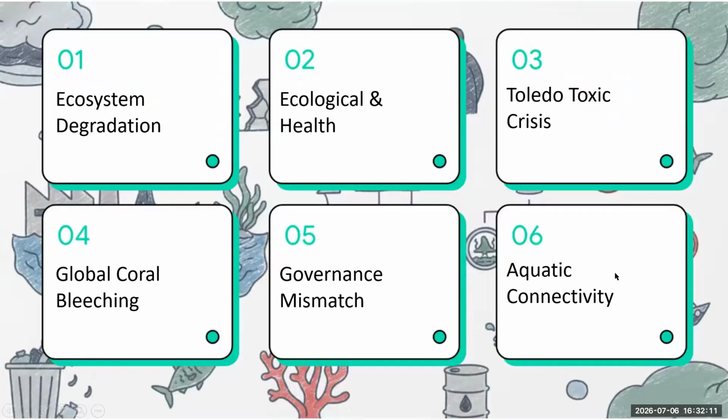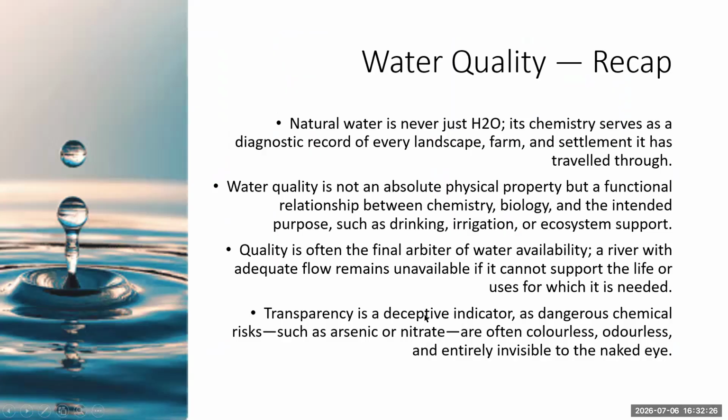Okay, so today's lecture is divided into six parts, which are ecosystem degradation, ecological and health, then the toxic crisis, then we'll discuss global coral bleaching, the governance mismatches, and aquatic connectivity. But before we proceed to part one, it is very essential to recall two important topics which we will try to correlate with all the other concepts of this lecture, which is first the water quality and secondly the aquatic biodiversity.